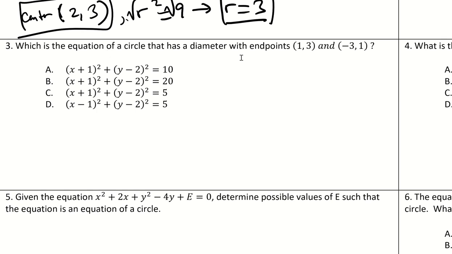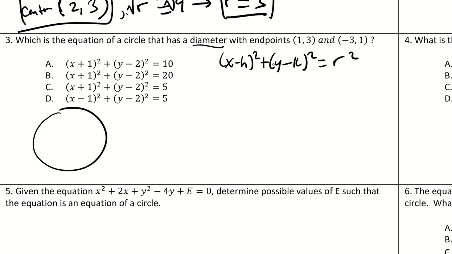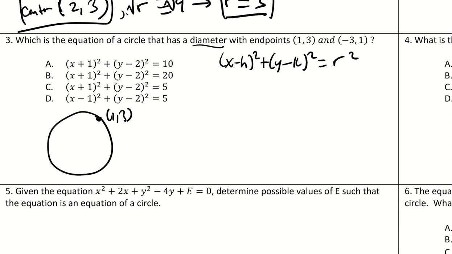Which is the equation of a circle that has a diameter with endpoints 1, 3, and -3, 1. Okay, so again, remember the equation of a circle is that, right? And they say that the diameter, so this is the diameter, has 1, 3, and then -3, 1. Oops, didn't mean to do that.